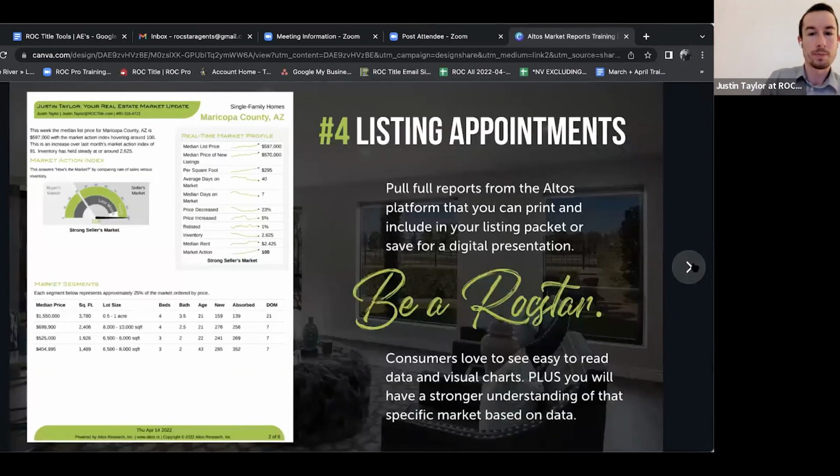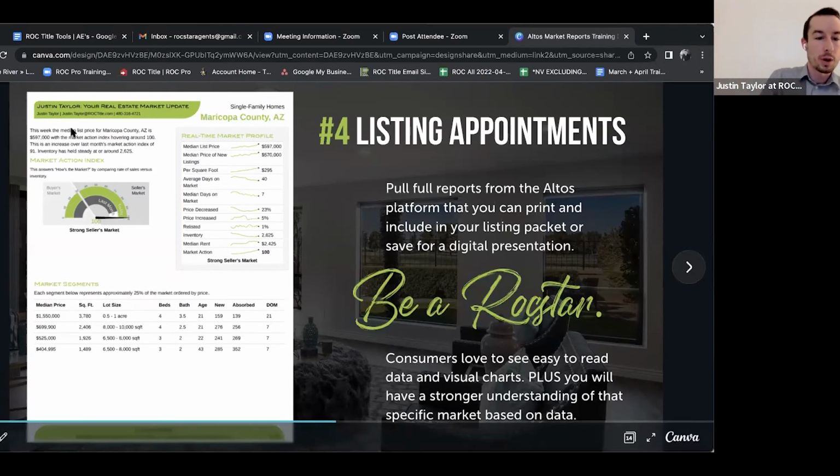Number 4, listing appointments. She mentioned this as well. So you can pull the full reports, what she was saying, 6 pages from the Altos platform that you can print and include in your listing packet or save for a digital presentation. Consumers love to see easy to read data and visual charts. Plus, you will have a stronger understanding of that specific market based on data. Again, you are being backed up by data.